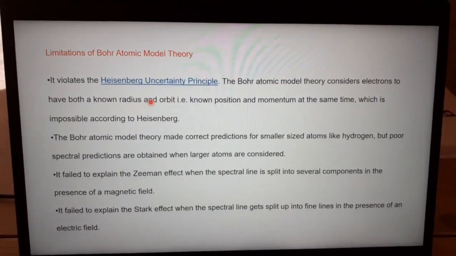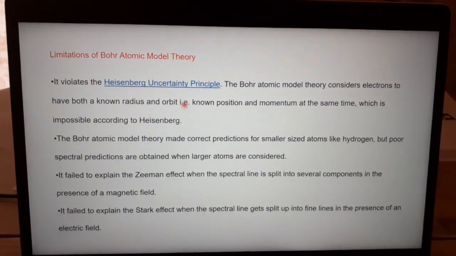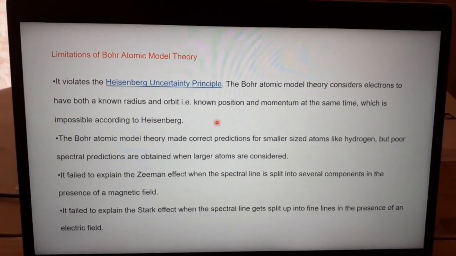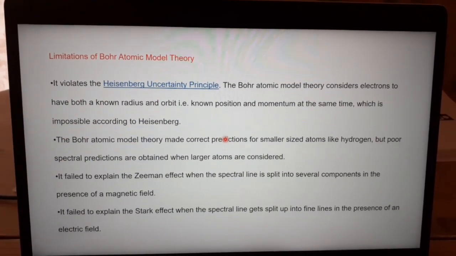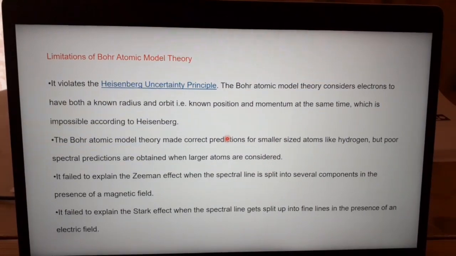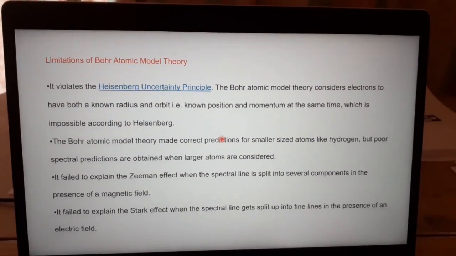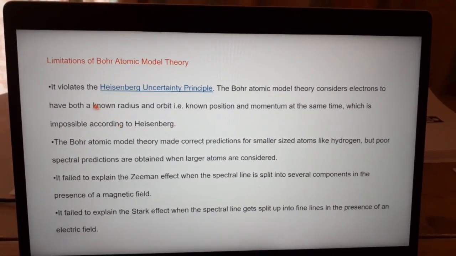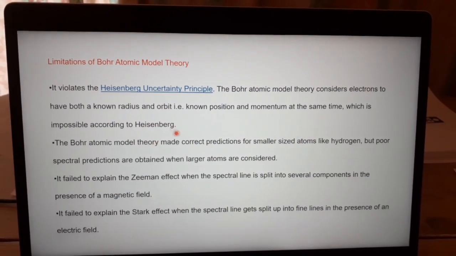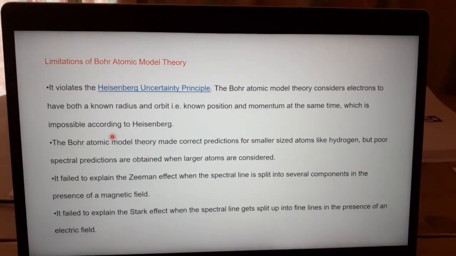The limitation of the Bohr atomic model theory is very important. After the failure of the Bohr atomic model, Heisenberg and also Schrödinger gave an idea for the quantum mechanical aspects. So what are the limitations of this model, and after these limitations, why quantum mechanics came out to solve this problem, we'll go through in this video.